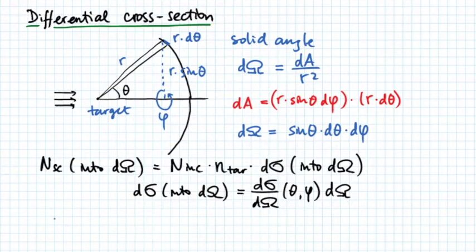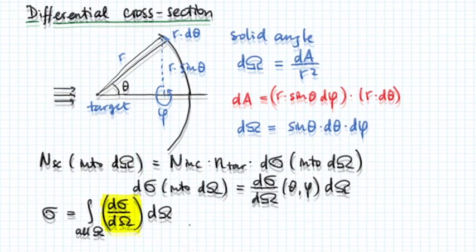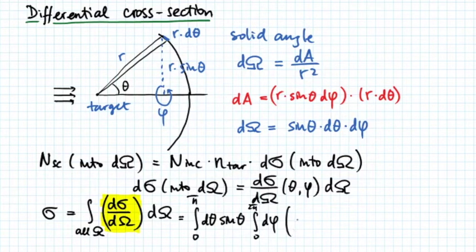As far as the total cross-section of the process, it is found by integrating over all solid angle, and it's simply d sigma over d omega times d omega. This derivative here is known as the differential cross-section. In terms of angles theta and phi, we can rewrite this integral as integral from 0 to pi of d theta sine theta, and integral from 0 to 2 pi of d phi of the differential cross-section d sigma d omega.